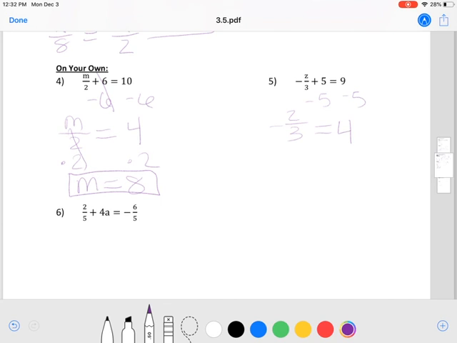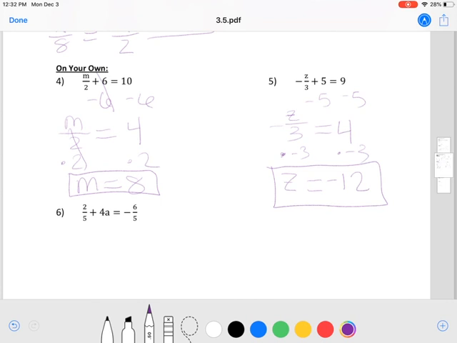So our next step here, and this kind of looks like a 2, so I'm going to put a little line so you guys can see that that's a z. Our next step here is to undo this division by multiplying. So we're going to multiply by negative 3. And we're going to be left with z equals 4 times negative 3, which is negative 12. Z equals negative 12.